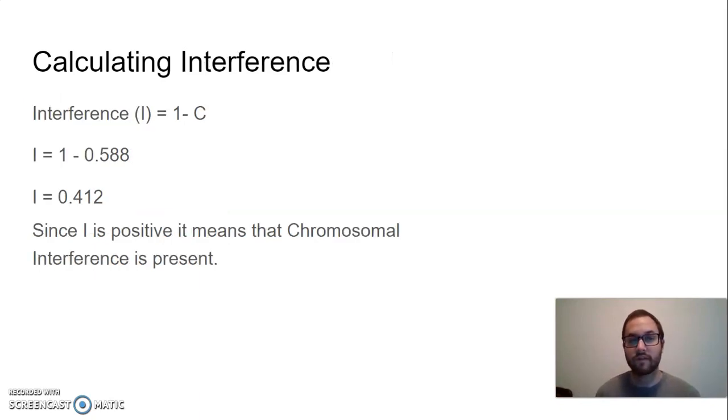With the coefficient of coincidence, we can then calculate the interference. Interference is I equals 1 minus C. C is the coefficient of coincidence. So here would be I equals 1 minus 0.588, and we get I equals 0.412. Since I is positive, it means that there is chromosomal interference affecting the chance of a double crossover event.